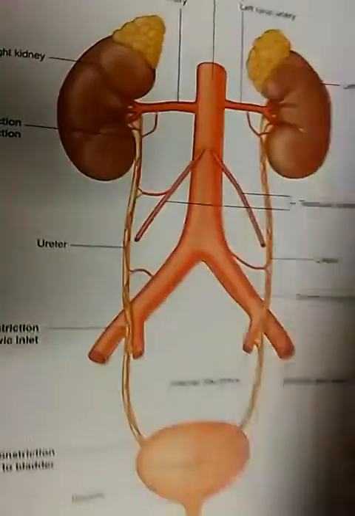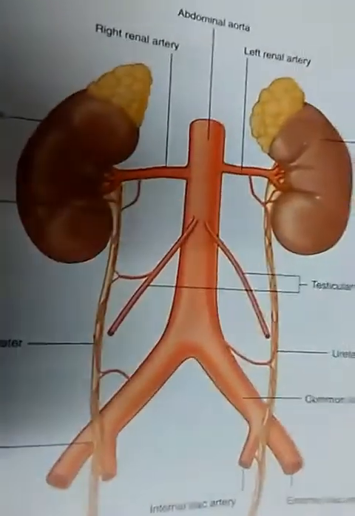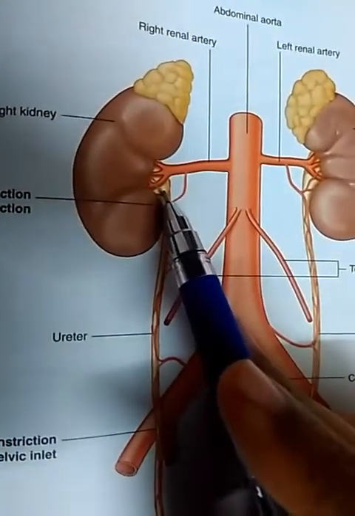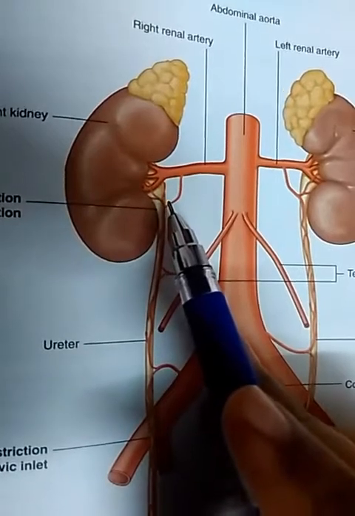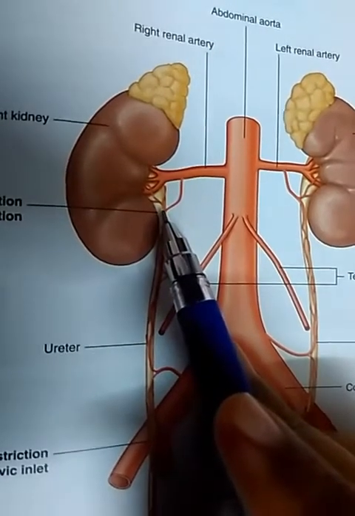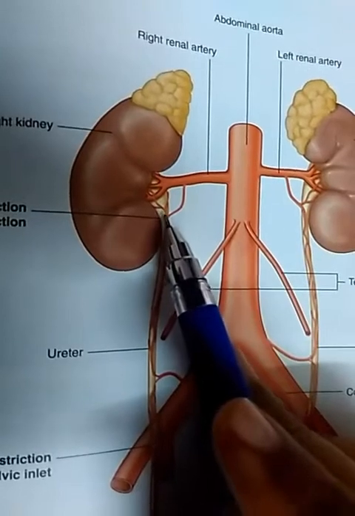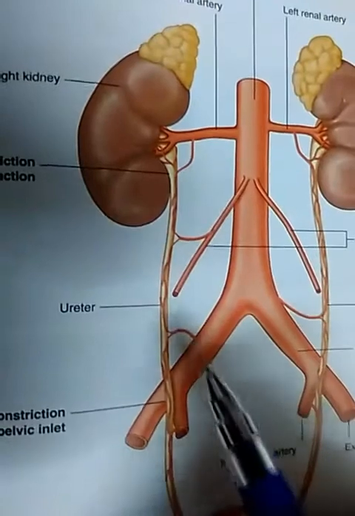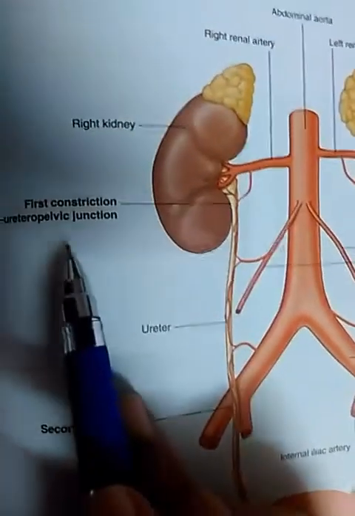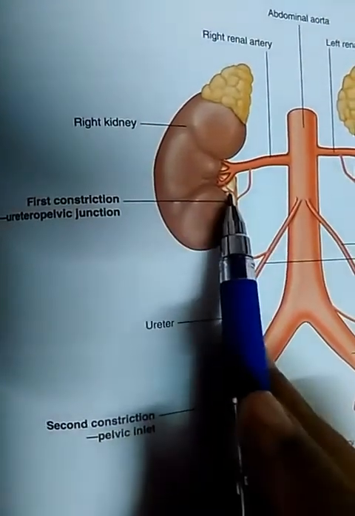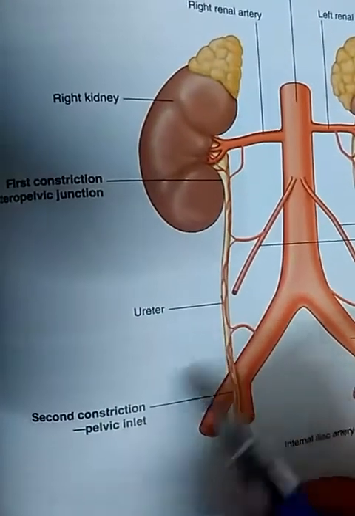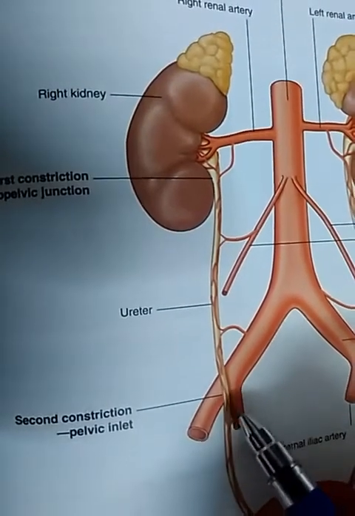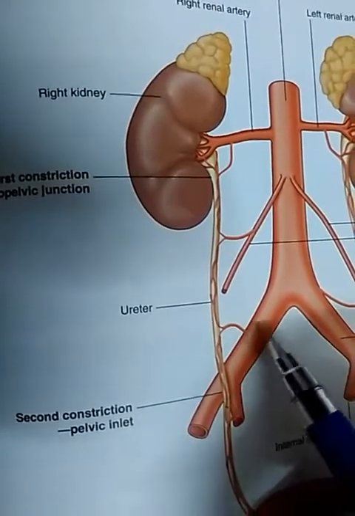These are from Gray's. First image: you have to see that this is simply kidney and suprarenal glands. The ureter arises from the lower part of kidney, from the funnel shaped renal pelvis. Okay, and ureter has 3 constrictions during its pathway. First constriction is present at the ureteropelvic junction. Second constriction is present where it crosses the iliac vessels.